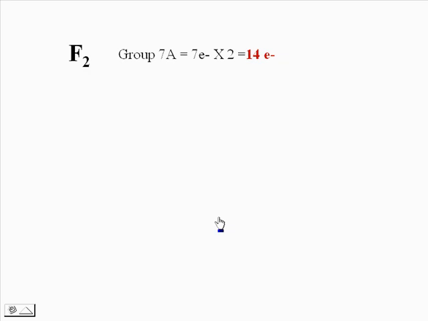That means that my compound needs to use all 14 electrons. I can't invent any more electrons, and I cannot leave any on the table. So the first thing I'm going to do is draw the skeletal structure. I have 2 fluorines here. Next I'm going to bond them. Here are the 2 electrons that are going to be used for bonding.